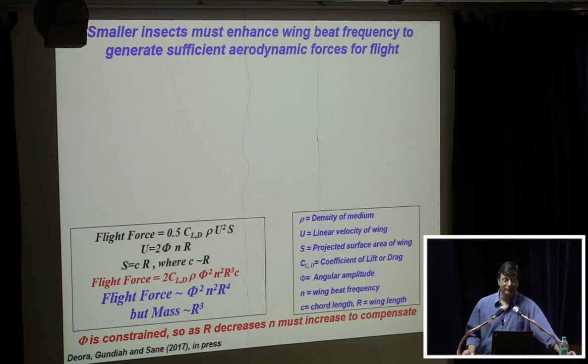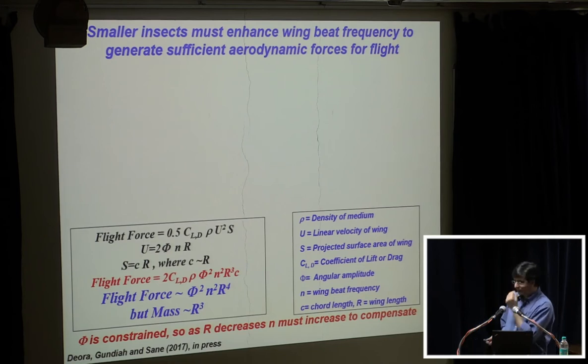Why do they need to flap faster? There's a very simple explanation for that. The equation for flight forces is this: it's half times a coefficient of lift, just think of it as a multiplication factor, times the density of air, let's not worry about that, times the square of the velocity of the wing, times the area of the wing. If you break down the velocity of the wing into the angular extent of the wing, this angle phi, n, which is the frequency of the wing, and the length of the wing.